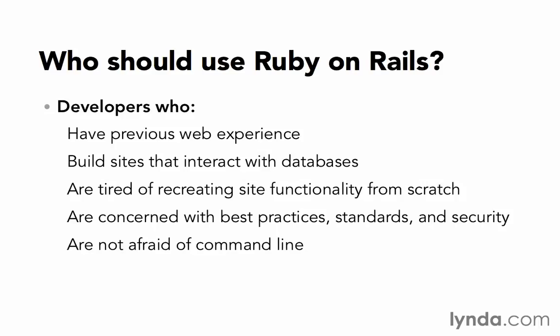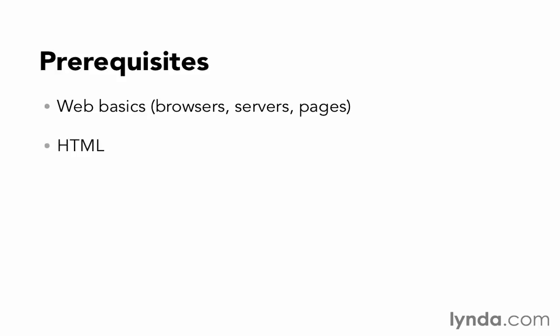Now, many people wonder about the prerequisites to learning Ruby on Rails. I would say that the first thing is that you want to make sure you have the web basics down already, that you understand the way that browsers work and the way that web servers and web pages work. You don't need all of the intricacies, but just make sure you have a fundamental understanding of how the web works. You also need to understand HTML. It is the fundamental language of the web, and everything we do in Ruby on Rails is going to output HTML.